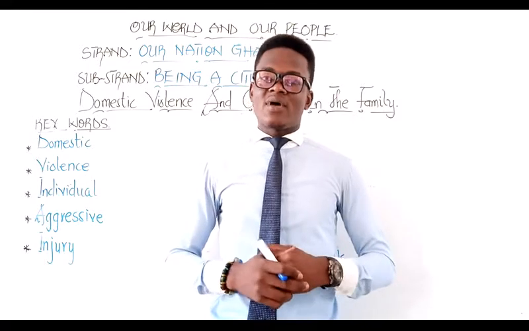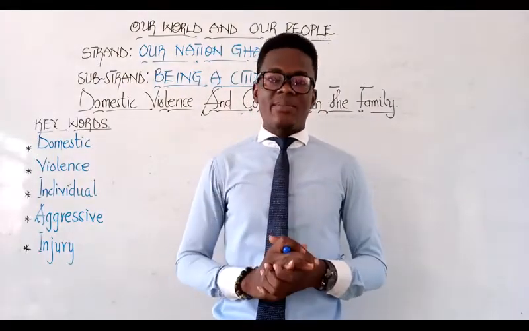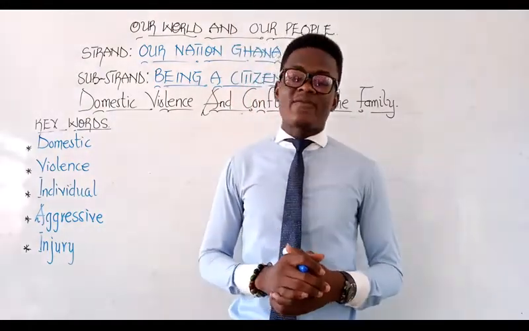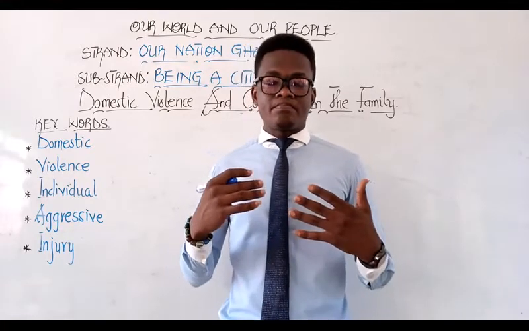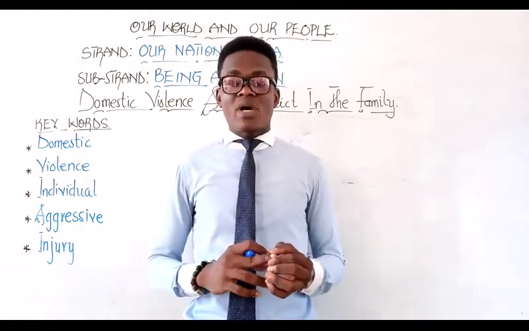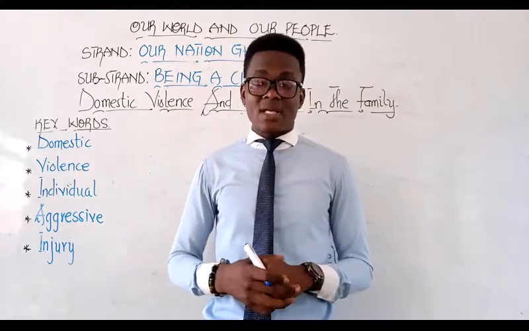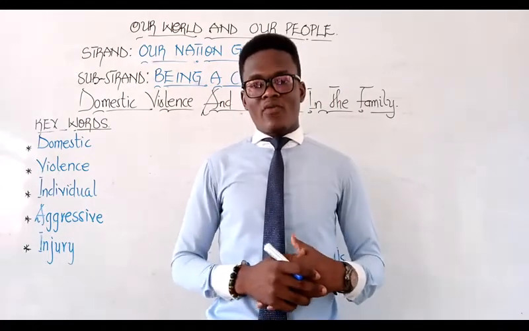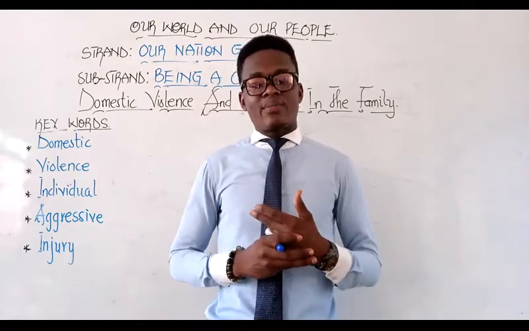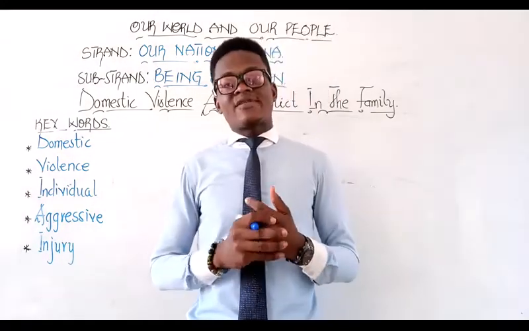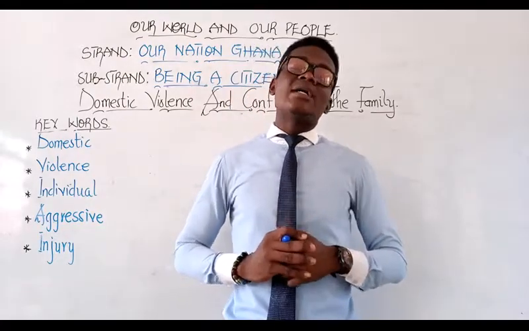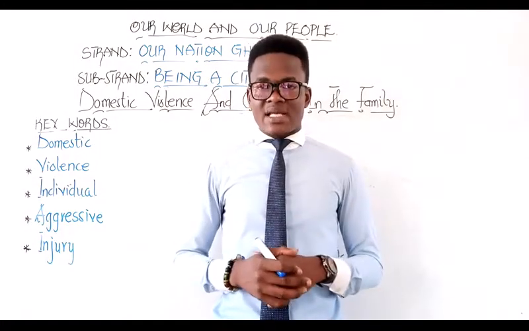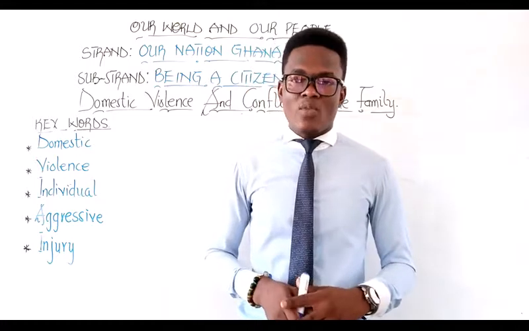The types of domestic violence. Now we have physical abuse, sexual abuse, verbal abuse, and emotional as well as economic abuse. We'll be looking at these types as we move on. So I said we have what? Physical abuse, verbal abuse, sexual abuse, emotional abuse, and economic abuse. These are types of domestic violence. Let's quickly take them one after the other.